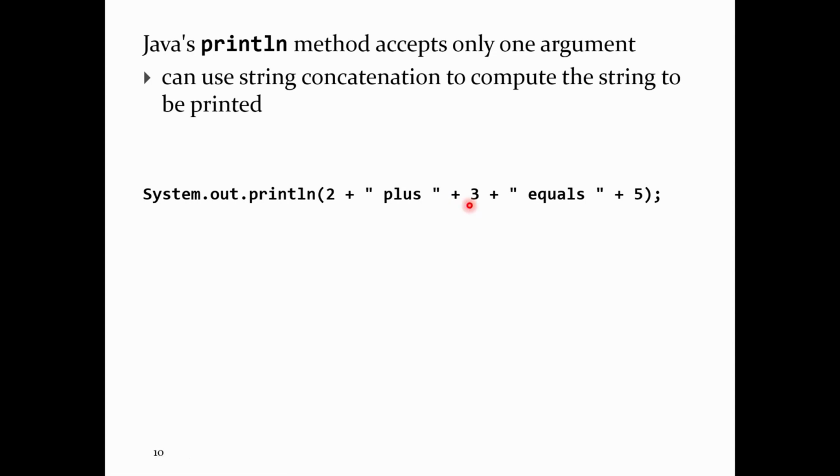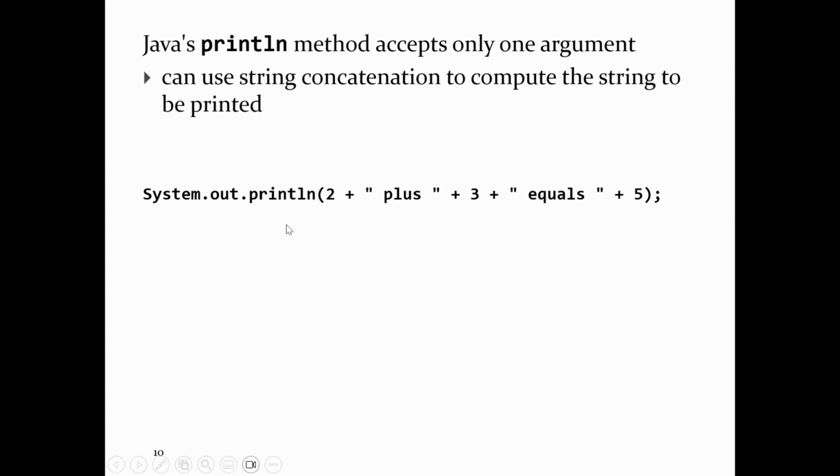And then it sees the plus 3 and it says, oh, you've got a string plus something, so you want me to make a string. So it tacks the 3 on to the end of the string. Then it adds the space equals space to the end of that string, then adds the 5 to the end of the preceding string. So all this stuff in brackets computes a string, which you can then print.